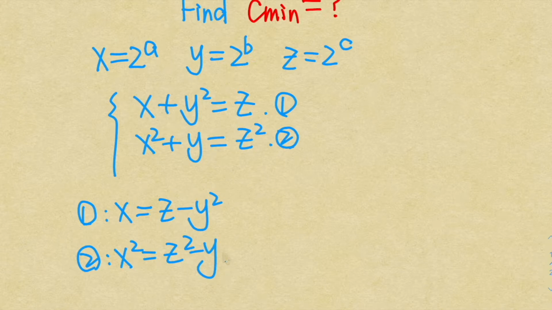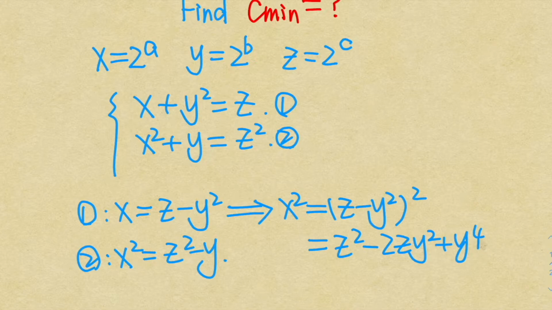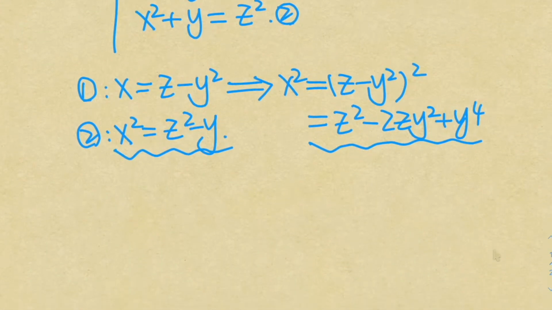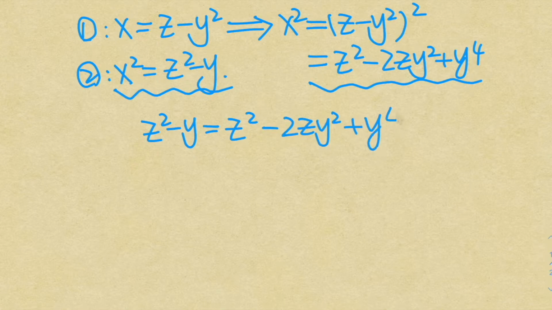So now we have x and x squared, and we can have another x squared by squaring x again. Then from here, x squared equals (z minus y squared) squared. Let me write it down as z squared minus 2zy squared plus y to the 4. Great! x squared equals x squared, so these two equations are equivalent. So z squared minus y equals z squared minus 2zy squared plus y to the 4. Nice! And we can solve for z from this equation.